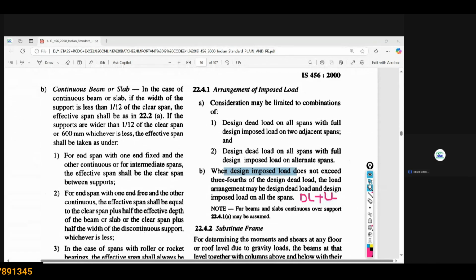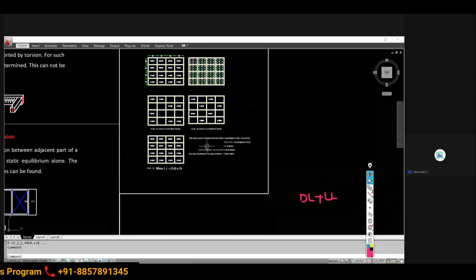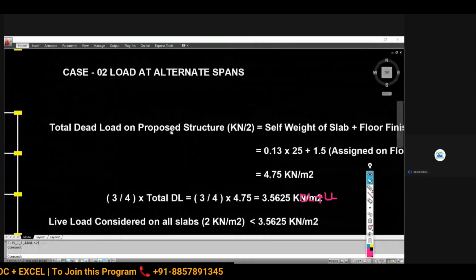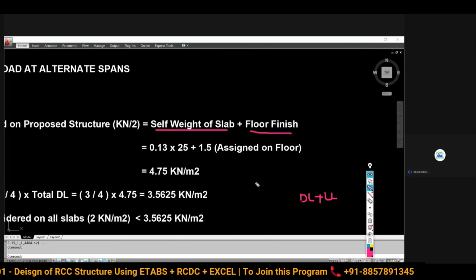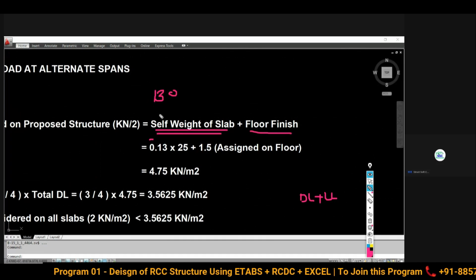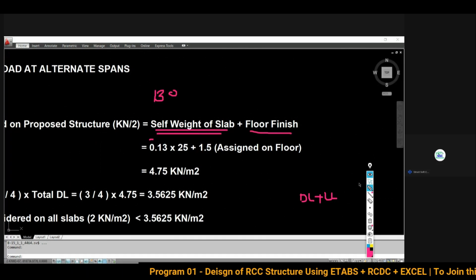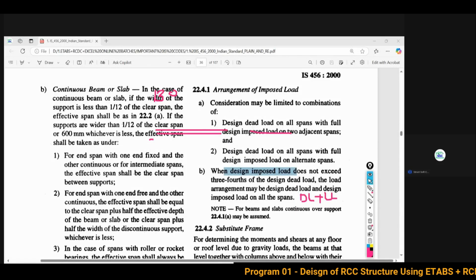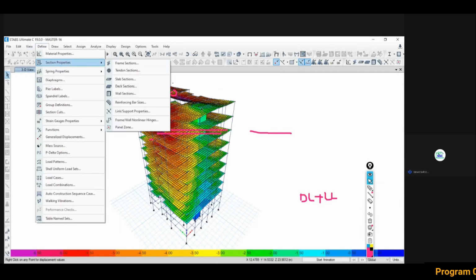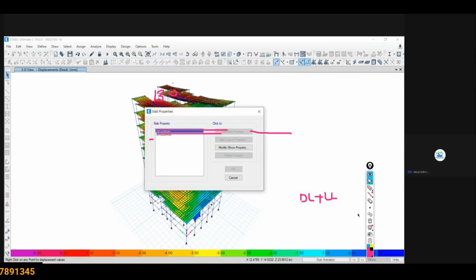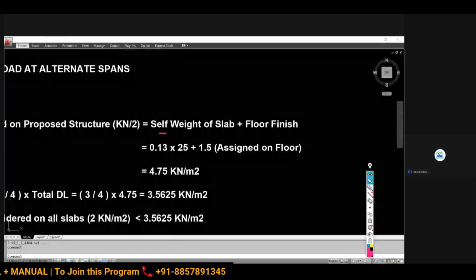Let's understand by an example, then only you will understand. Total dead load on the proposed structure: how much dead load do we have? Self weight of the slab plus floor finish. 130 mm means 0.13. What depth of the slab have we considered? Let's go to define, go to section, go to slab section. Tell me what depth of the slab we have considered? 125. So I am going to put that here.